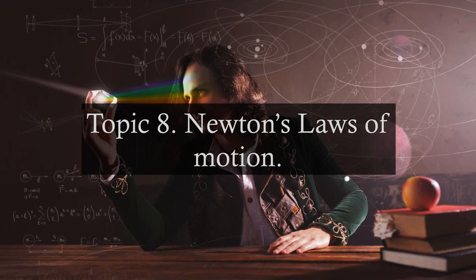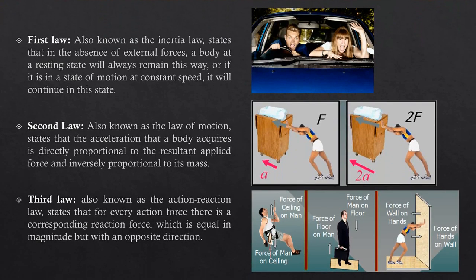Topic 8. Newton's laws of motion. First law, also known as the inertia law, states that in the absence of external forces, a body at a resting state will always remain this way, or if it is in a state of motion at constant speed, it will continue in this state. Second law, also known as the law of motion, states that the acceleration that a body acquires is directly proportional to the resultant applied force and inversely proportional to its mass. Third law, also known as the action-reaction law, states that for every action force there is a corresponding reaction force, which is equal in magnitude but with an opposite direction.